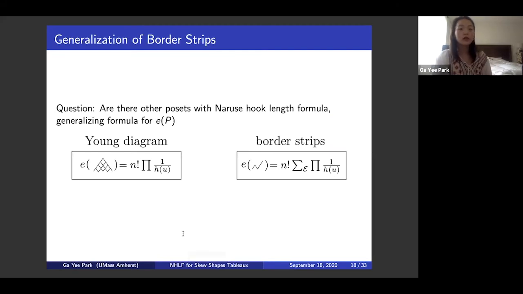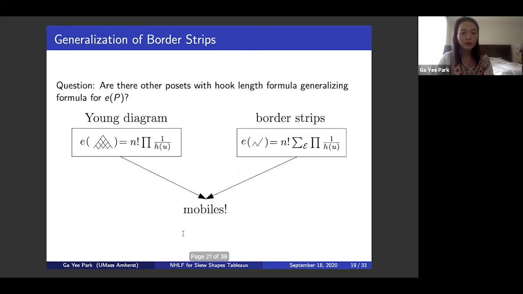So the question is, are there other posets with a Naruse hook length formula generalizing the formula for the number of linear extensions? On one hand, we have border strips, and we can count the number of linear extensions of border strips using the Naruse formula, like the one that I introduced before. On the other hand, we have these Young diagram posets that you can derive from Young diagrams, and because they're from Young diagrams, they have a nice hook length formula. If you combine them together, we have something called mobiles. And the question now is, is there a nice formula to count the number of linear extensions for mobiles?